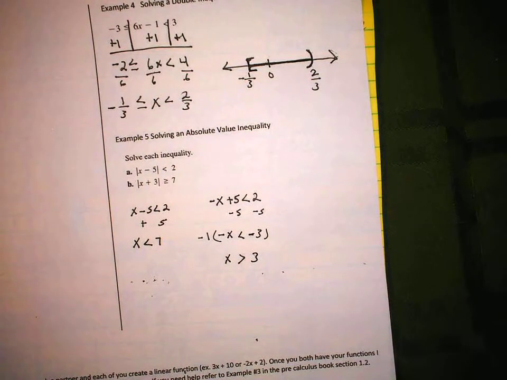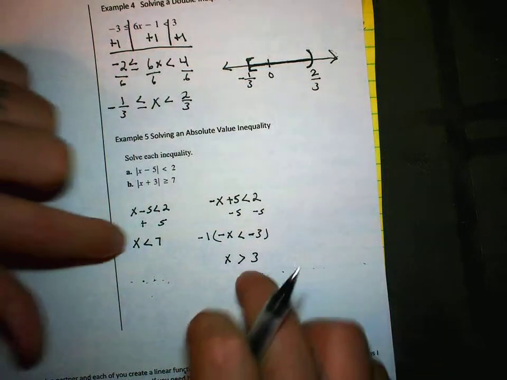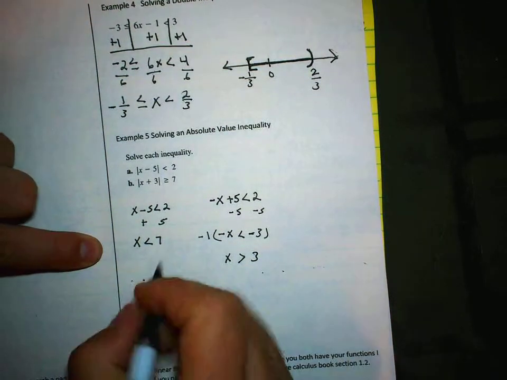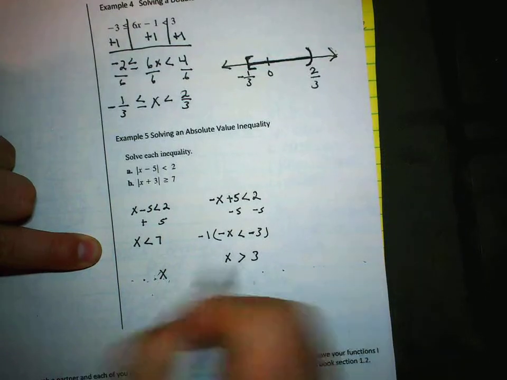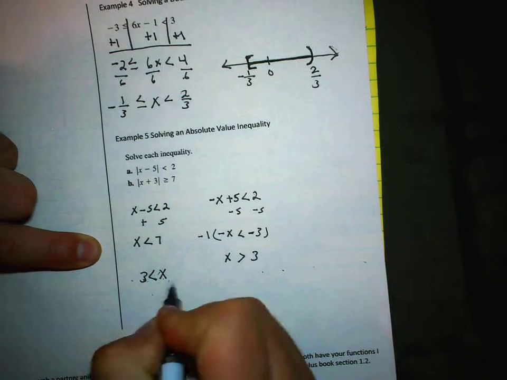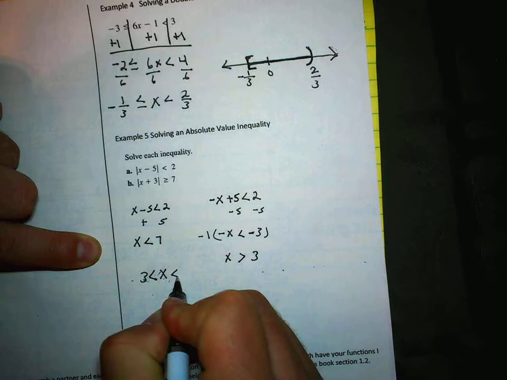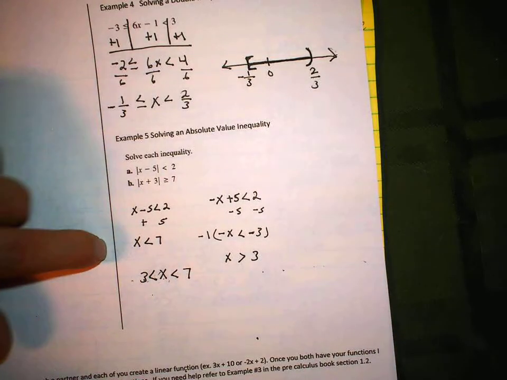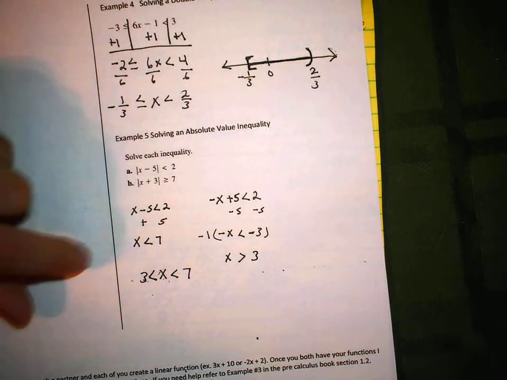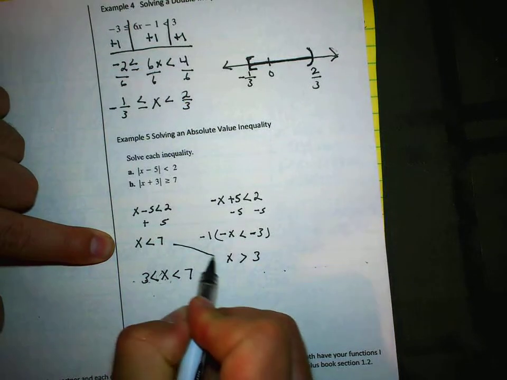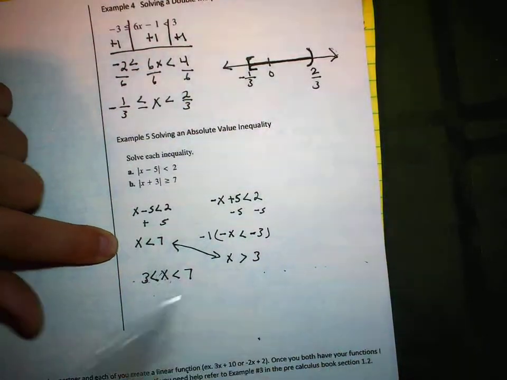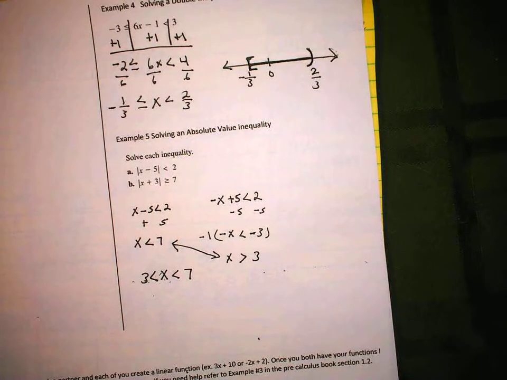Okay? So, when I'm looking at this, I can combine these two so that they read x in the middle: x is greater than 3, but x is less than 7. Okay? I know combining these two things is probably going to be the hardest step for you guys. Alright? Now let's look at the other one.